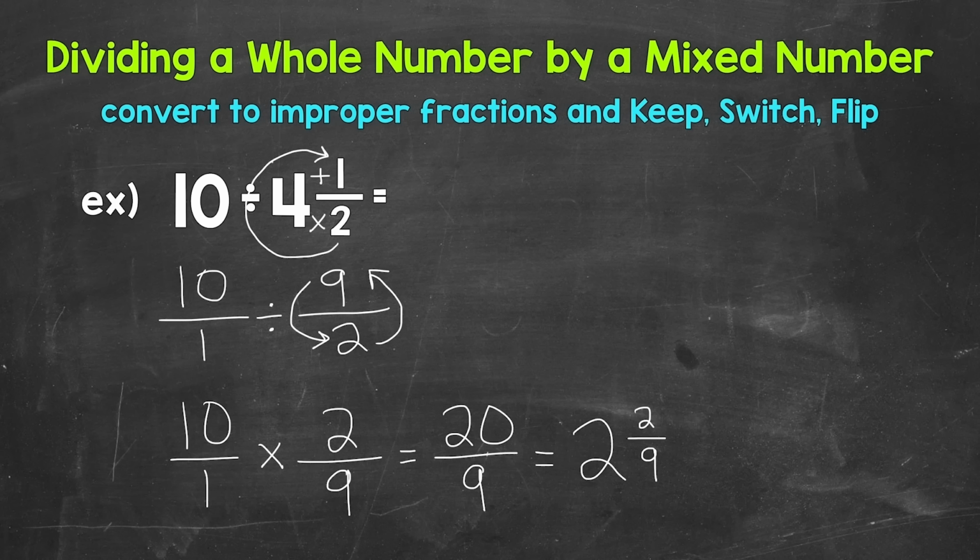We can always look to see if we can simplify the fractional part of a mixed number. The only common factor between 2 and 9 is 1, so this is in simplest form, and we are done. 2 and 2/9. Now I do want to go through a quick recap as far as how we went from that improper fraction of 20/9 to the mixed number of 2 and 2/9. So again, we divided the numerator, 20.